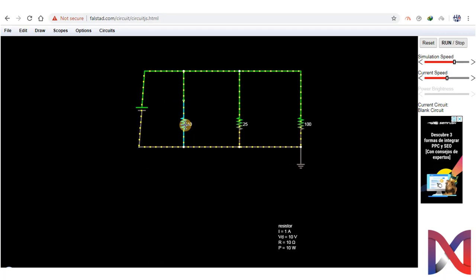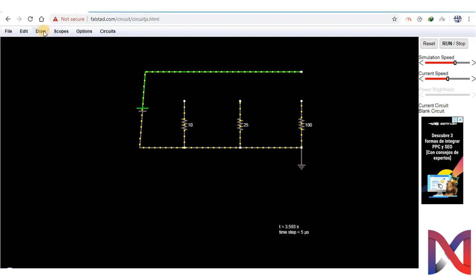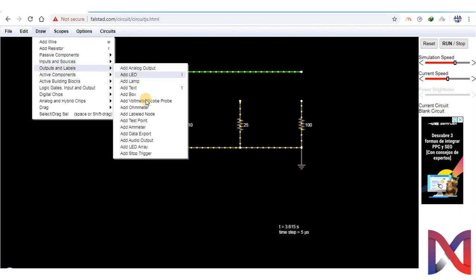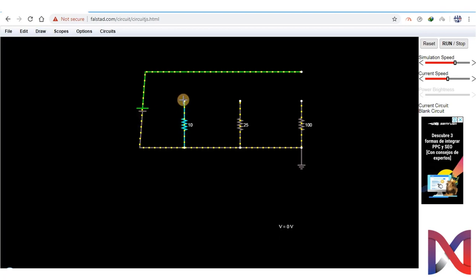We have another method for verifying the current divider rule as well, which is better as we can see the value of current right on the ammeter. So we delete these wires and place our ammeter in these points. Now we will go to draw, outputs and labels, click on ammeter and place the ammeter here at all the 3 points.